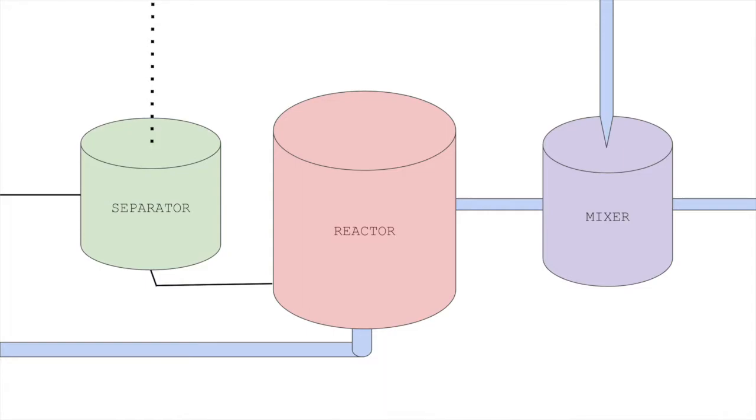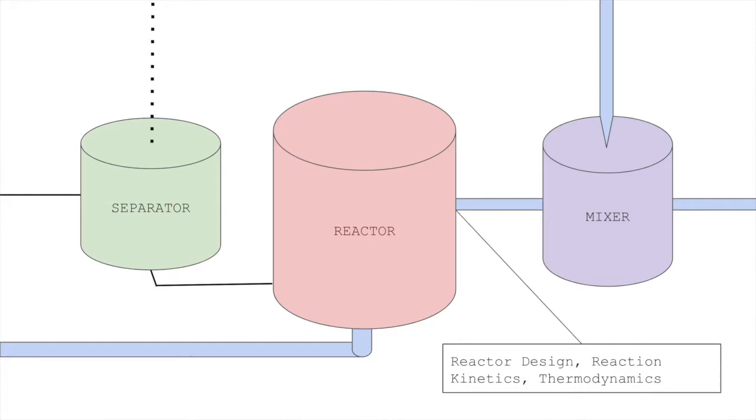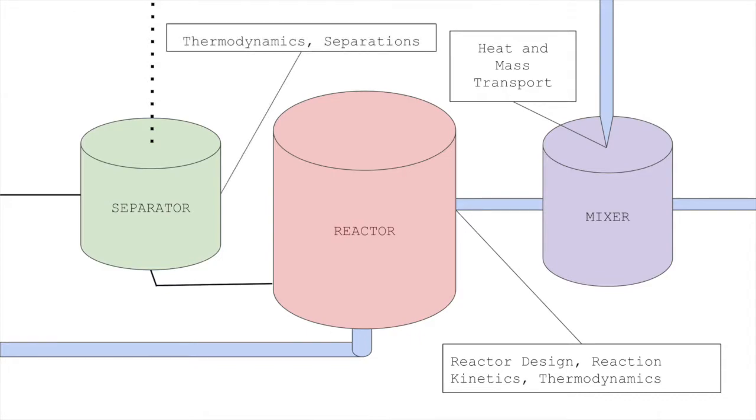So what classes does a chemical engineer need to take? Well, we need to understand reactor design, reaction kinetics, and thermodynamics for our reactions. And to mix things, we'll need to know about a subject called heat and mass transport. For separations, there's a whole class dedicated to this topic, and thermodynamics is the precursor for that field of study. And to move fluids around, that's all fluid mechanics.